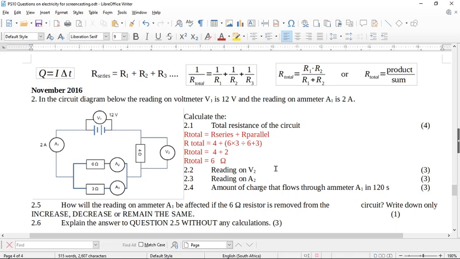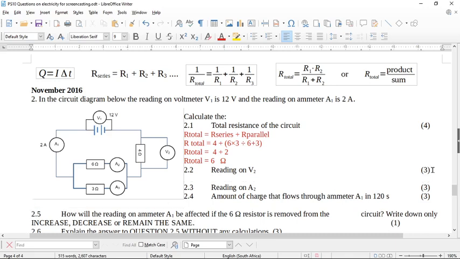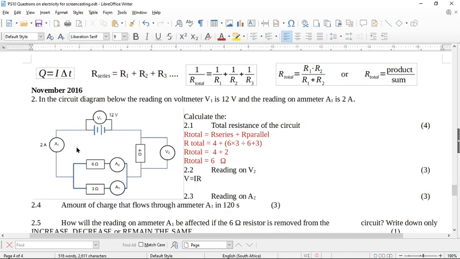Now it says to you, what is the reading on voltmeter 2? If we have a look here, voltmeter 2 is this one over here. So now what you can do is use V equals IR. Even though you're not supposed to know it, you must know V equals IR because it's not on the formula sheet. So let's write down V equals IR, normally 1 mark for the formula.